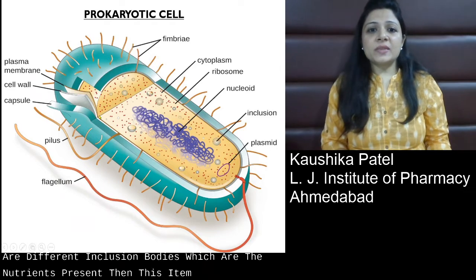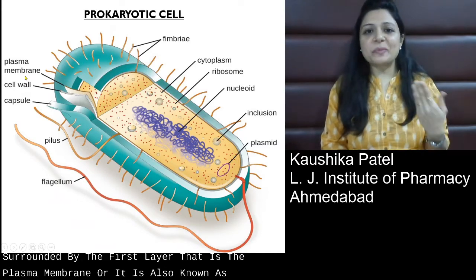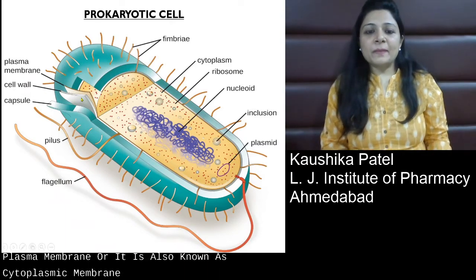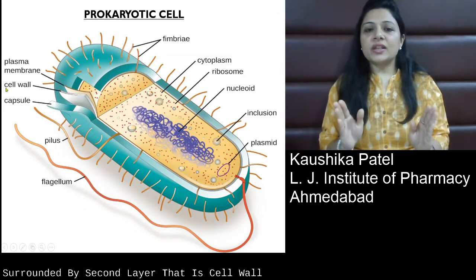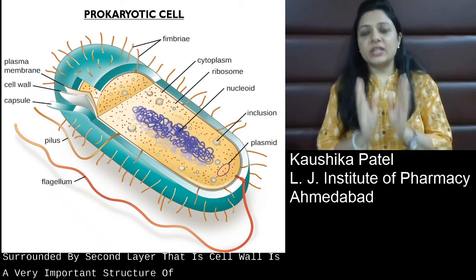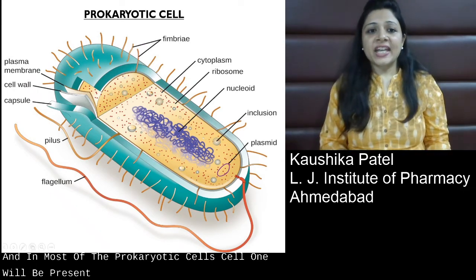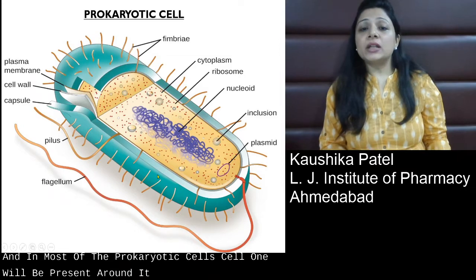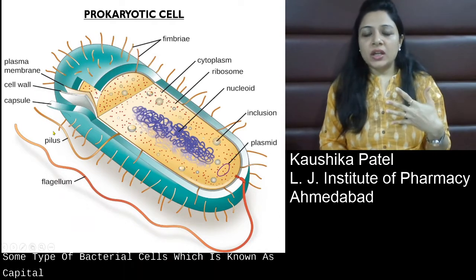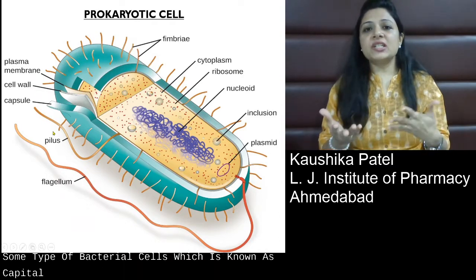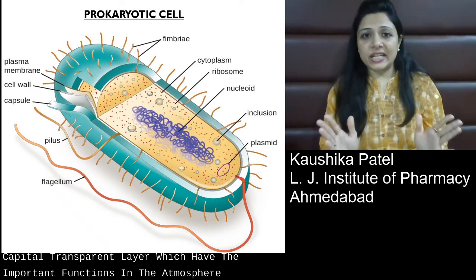Then this cytoplasm is surrounded by the first layer, that is the plasma membrane, or it is also known as cytoplasmic membrane. The plasma membrane will be surrounded by a second layer, that is the cell wall. Now the cell wall is a very important structure of the prokaryotic cell, and in most of the prokaryotic cells, the cell wall will be present. This cell wall will be surrounded by a third layer in some types of bacterial cells, which is known as capsule. Capsule is a transparent gelatinous layer which has some important functions in the pathogenic bacteria.